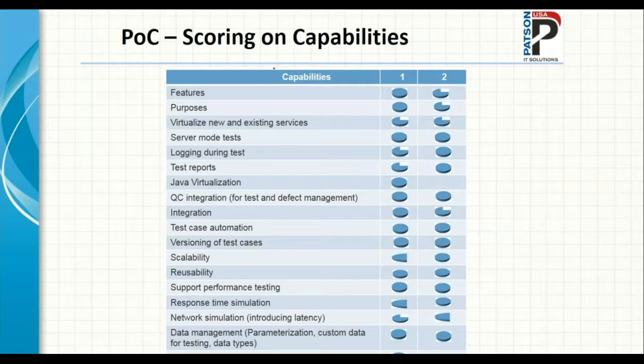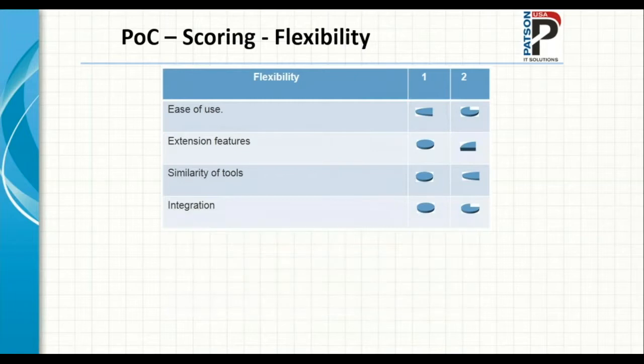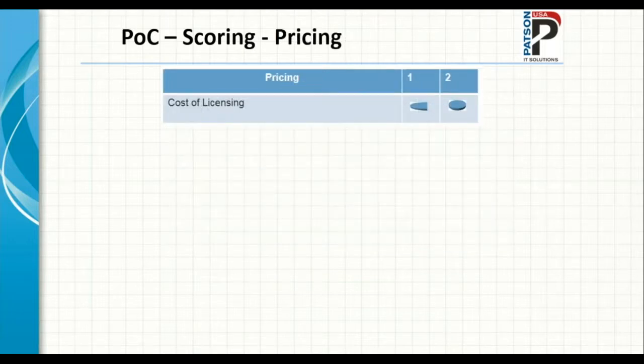So for capabilities, we had features, we had various different purposes. As you can read, this will be available after the webinar as well in the slide deck. I'm not going to go through all of them. So we did a scoring system based on the weightage that I talked about earlier, for capabilities, for configuration, for flexibility, for resources, and for pricing, obviously.